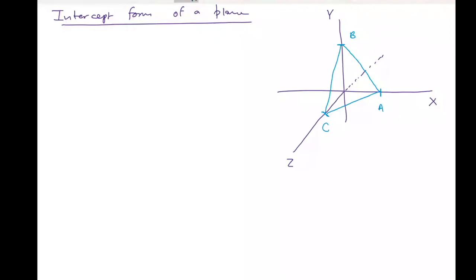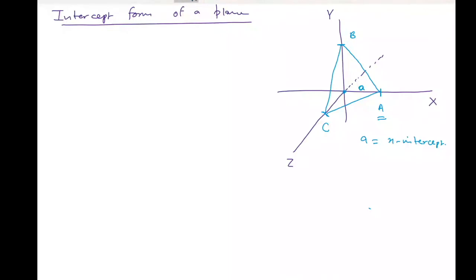Let's say this point A is at a distance of A unit from origin. It can be negative also. If it is on the negative x-axis, it will be negative also. Like here, it can be 4. If it is intersecting negative x-axis at some point, that can be -4 also. So A is x intercept. This is the point on x-axis where plane is intersecting.